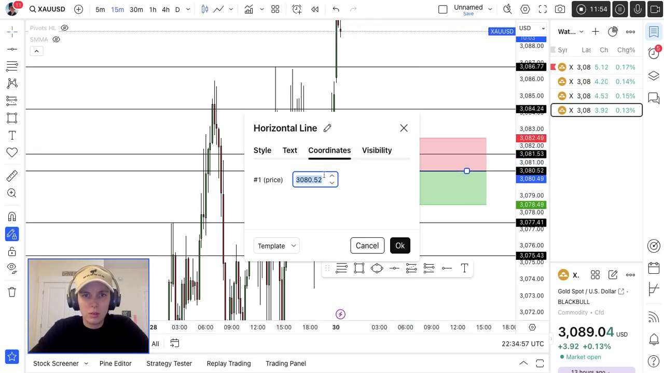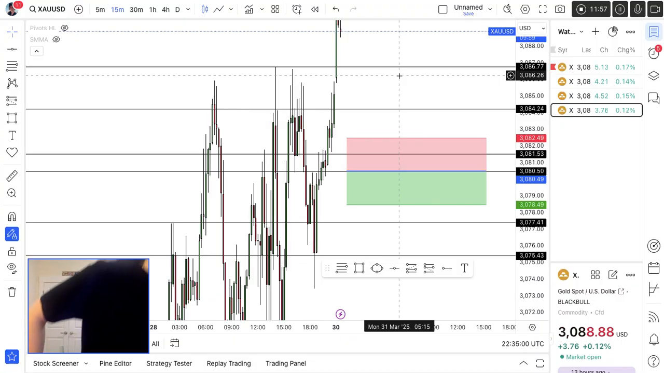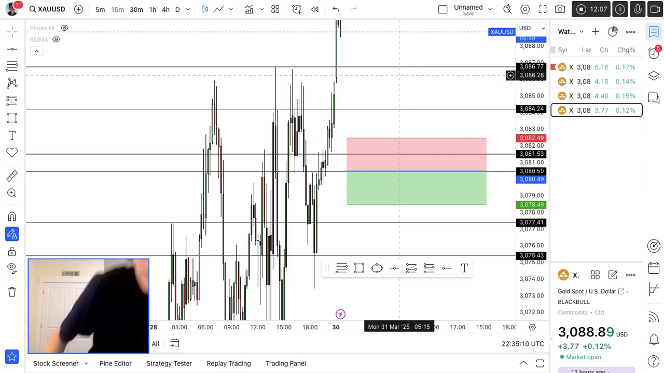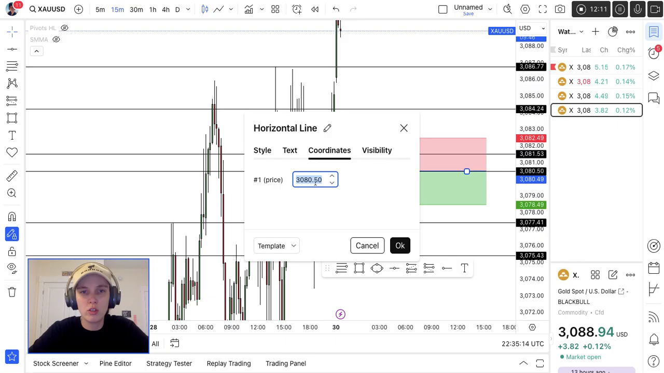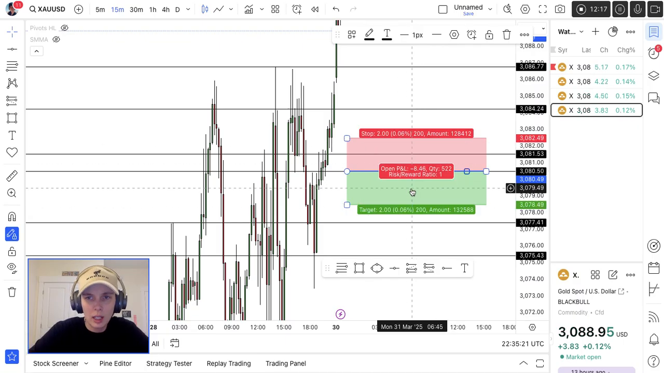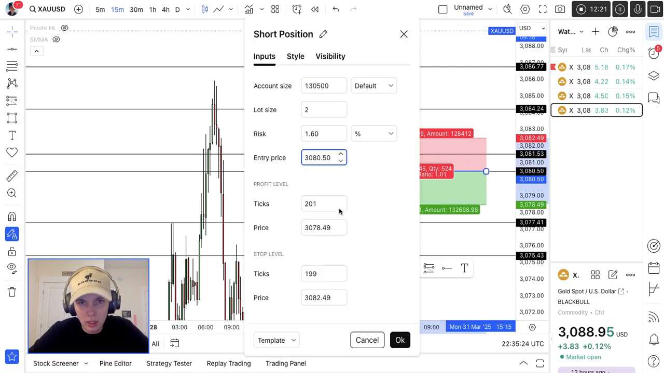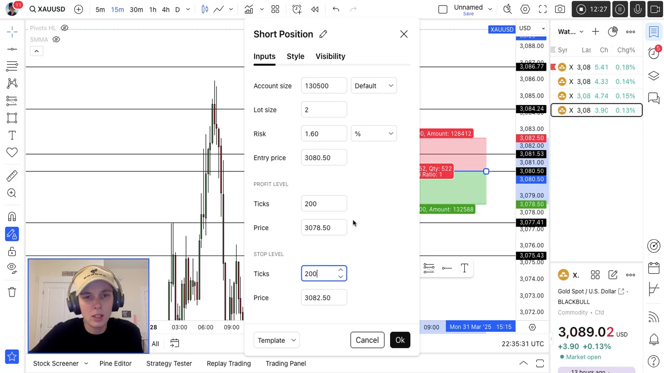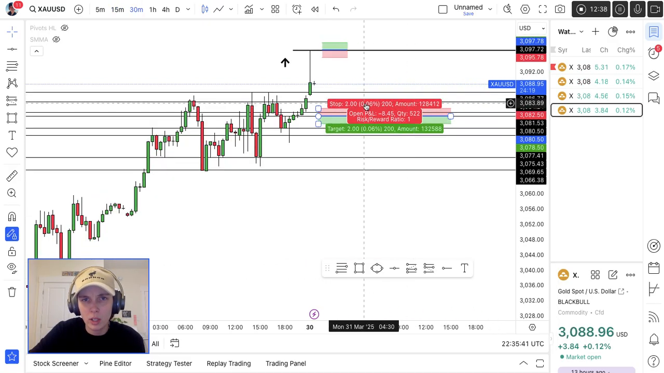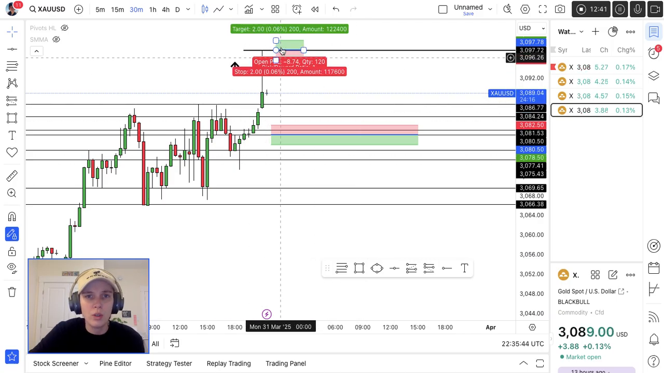So yeah, our entry will be 3,080.50. Stop loss 3,082.50, and then our take profit will be 3,078.50.